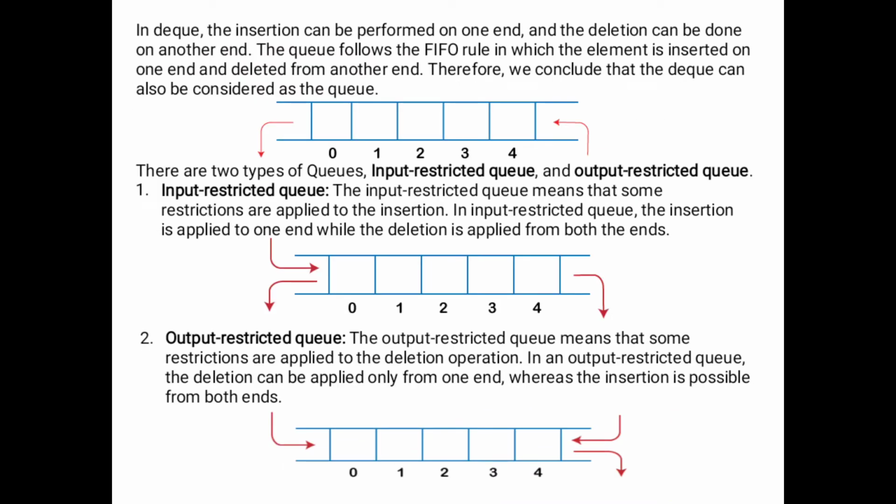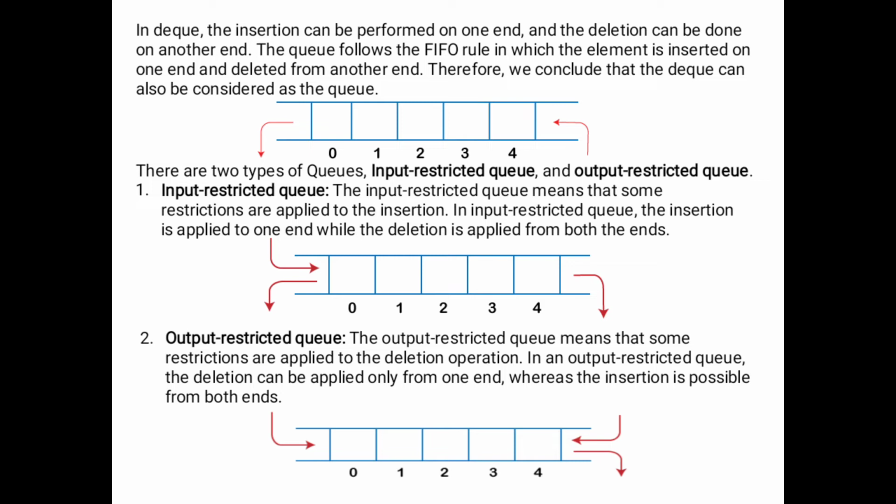Then in a deque, insertion can be performed at one end and deletion can be done at the other end. Remember one thing: double-ended queue means both ends. A queue has two ends, one is the rear end and the other is the front end. In a double-ended queue, both ends are available for insertion and deletion. We can delete and insert data in the queue at both ends, so it is referred to as both a queue and a stack.